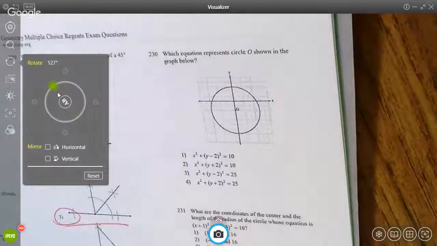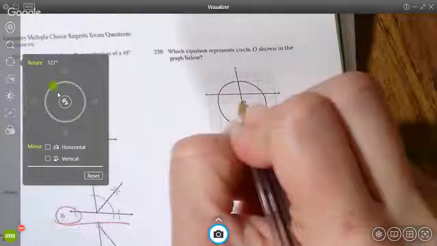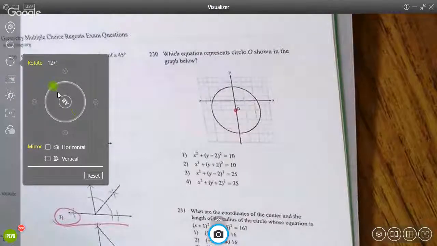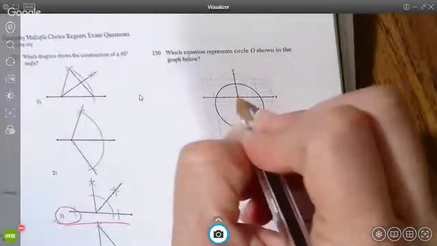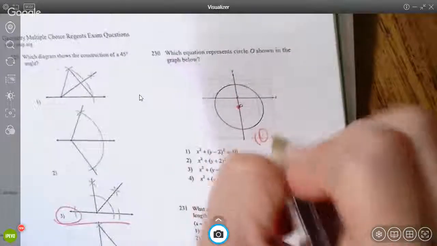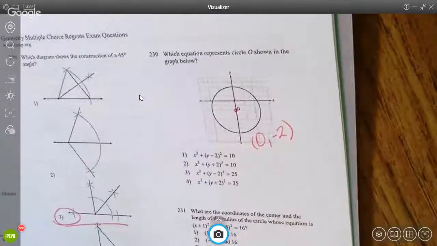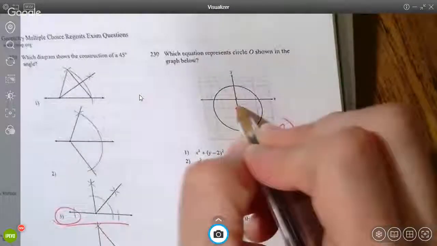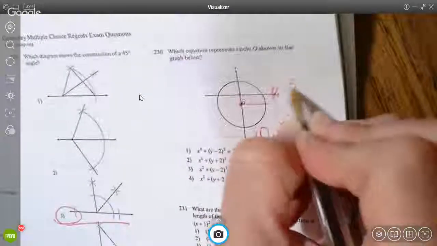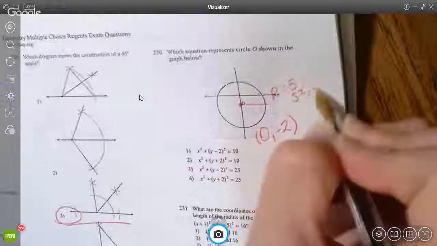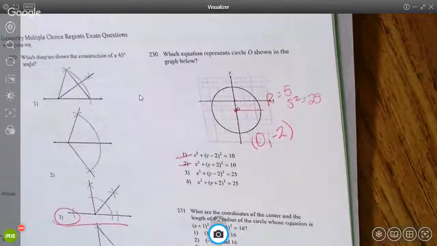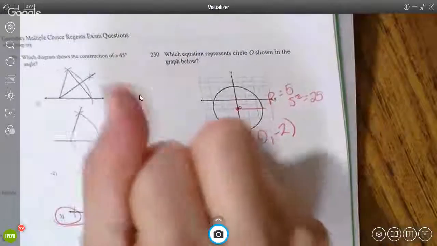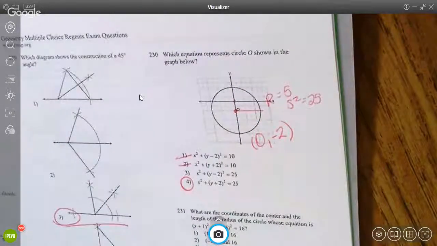Number 230. Which equation represents circle O shown in the graph below? They were nice and marked the O for us. Sometimes they don't always do that, so that helped us. We know that this point is over 0, down 2, so 0, -2. And we know the radius is 5, so 5 squared is 25. So we can knock out 1 and 2. And then it's 4. Excellent, because we have to make sure we switch the -2 to +2.